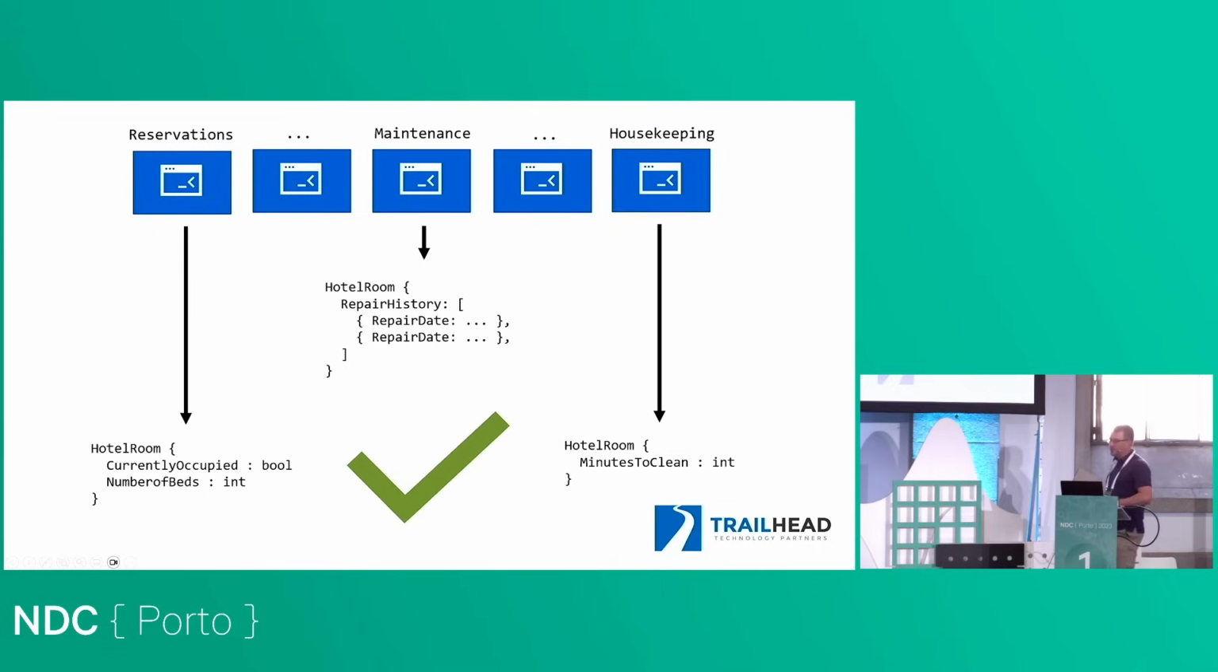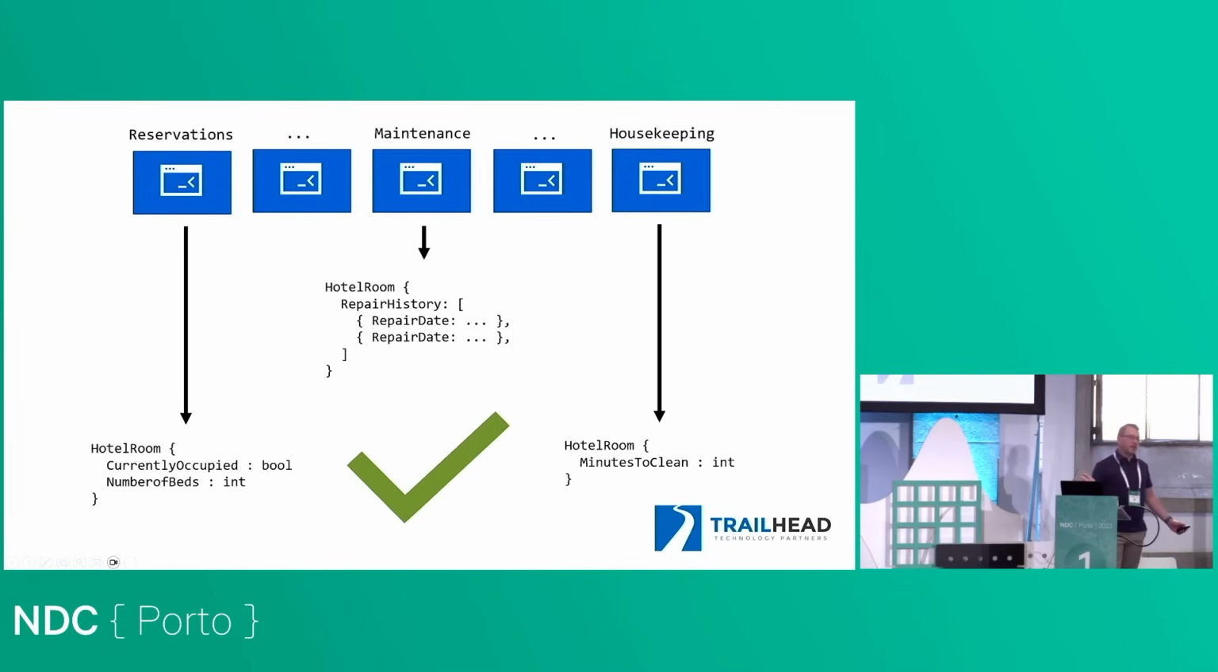So because of this, what you actually want to do is split these data models up. Ideally, you would put the data in only the place that it's needed and then copy it to all the other places through events if other places need that information as well. So in this example, I have the hotel room under reservations, whether it's occupied, and the number of beds. I have a different hotel room under maintenance that just has the repair history, and I have a different hotel room under housekeeping with just the minutes to clean.